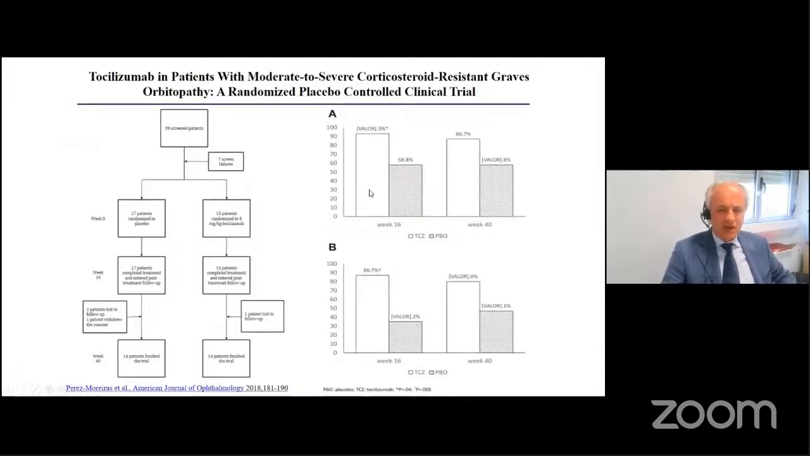And as you see, there was a significant response in terms of inactivation of disease that was confirmed also at 40 weeks, although to a lesser extent. And also, interestingly, this drug seems to have a very nice effect on proptosis, not as much as teprotumumab, but significantly, about 1.5 millimeters.